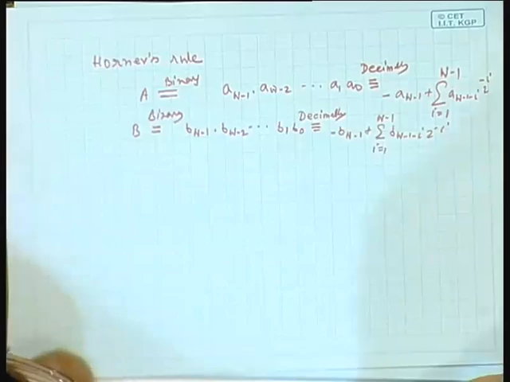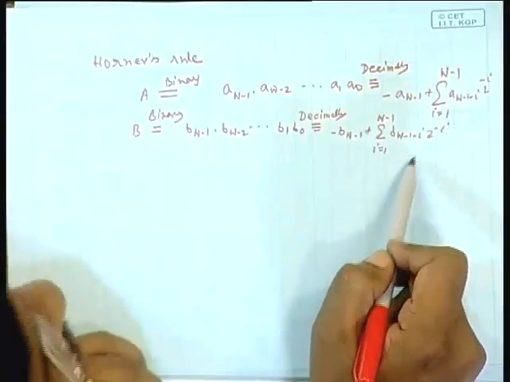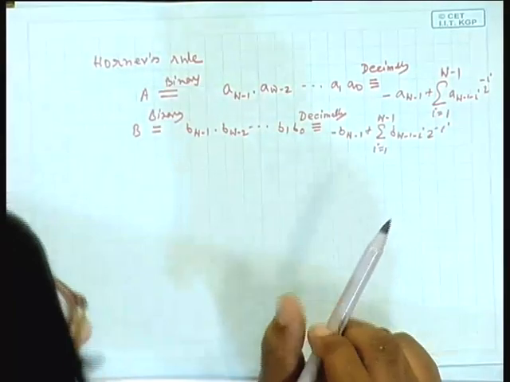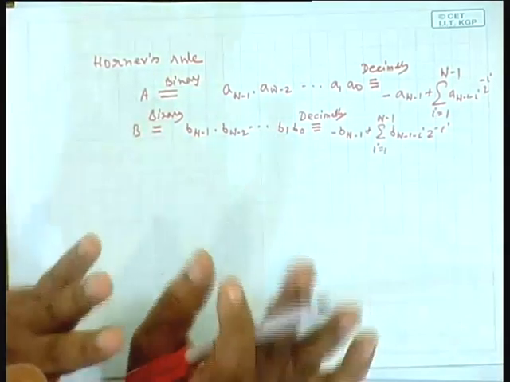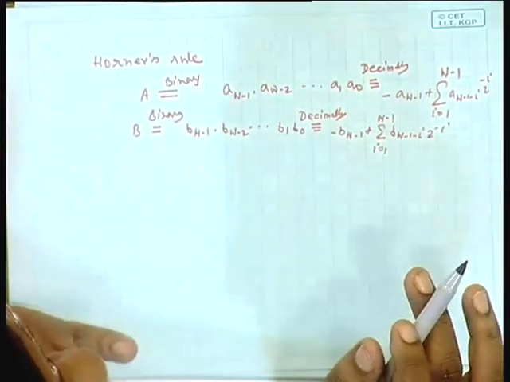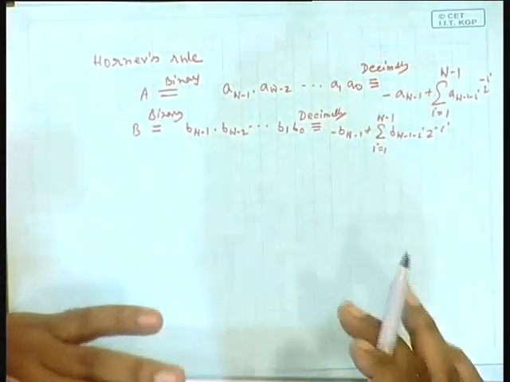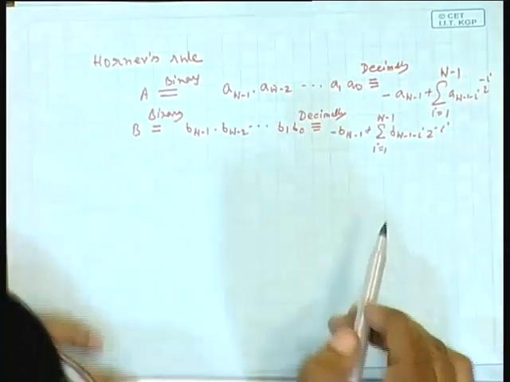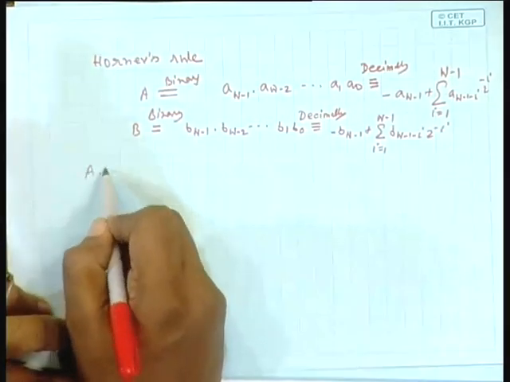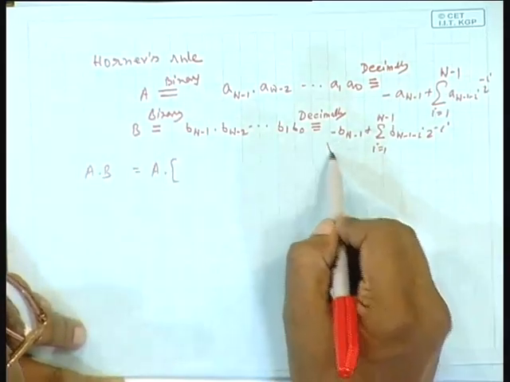Okay. Suppose I will be doing A into B. My purpose is to do A into B. First, I will look at it in the decimal domain. That means these two numbers I have to multiply. What I will do is keep A as it is decimally, expand B like this, and multiply. I am coming to Horner's rule. It is a nested multiplication, chain multiplication. So A into B will be what? A into this expression.